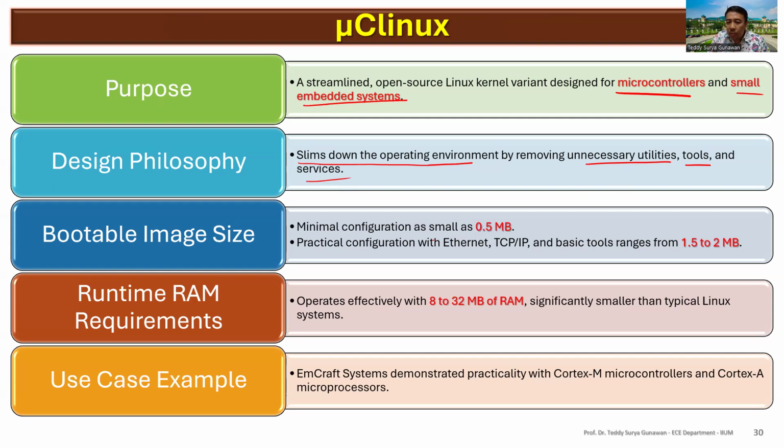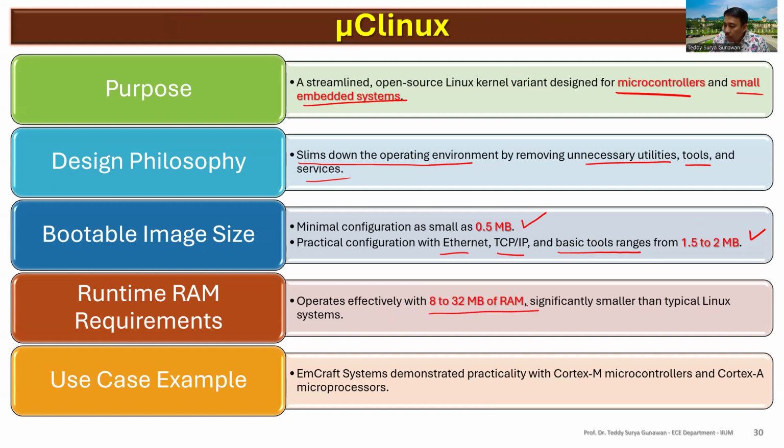The bootable image size is as small as 0.5 megabytes. It's very small, in the 100 kilobytes range. Alpine Linux also can reach 100 kilobytes. The practical configuration with Ethernet, TCP/IP, and basic tools is 1.5 to 2 megabytes, still very small. The runtime RAM requirement: it can operate with 8 to 32 megabytes of RAM.